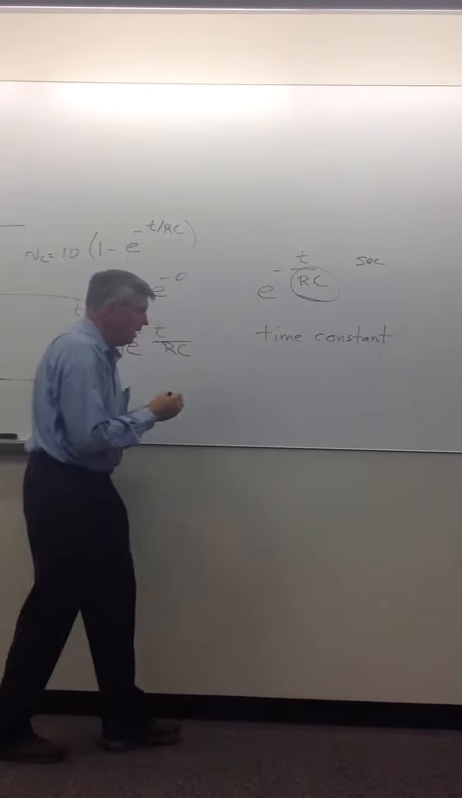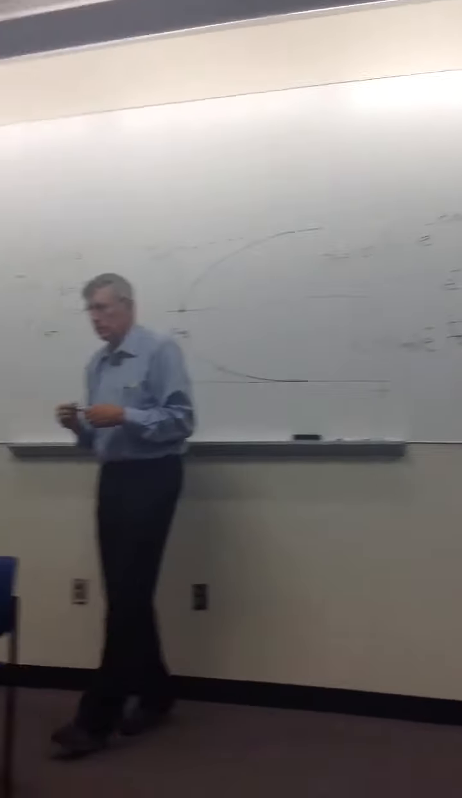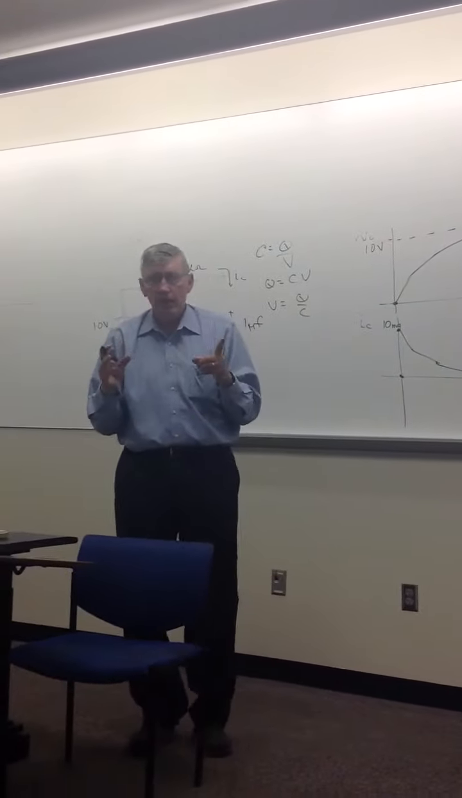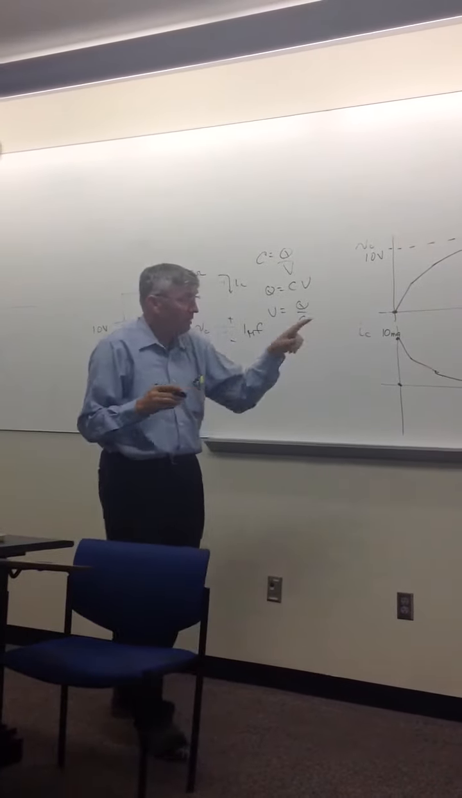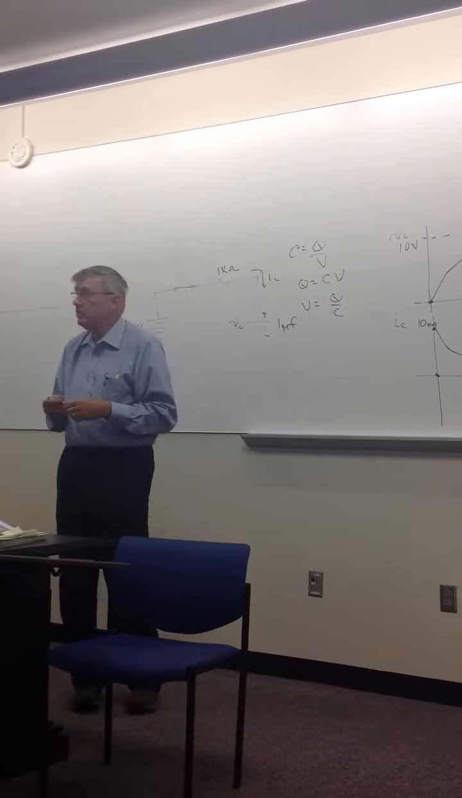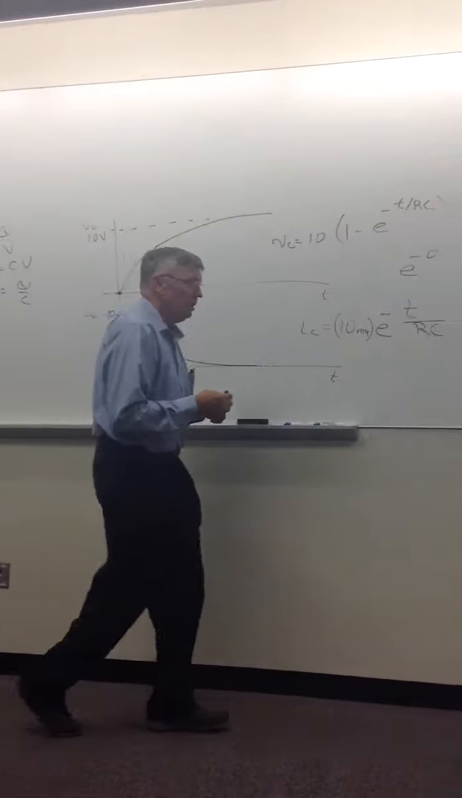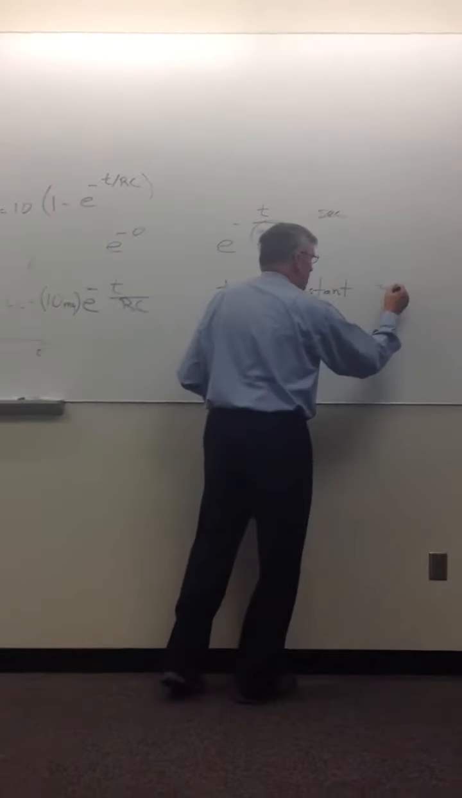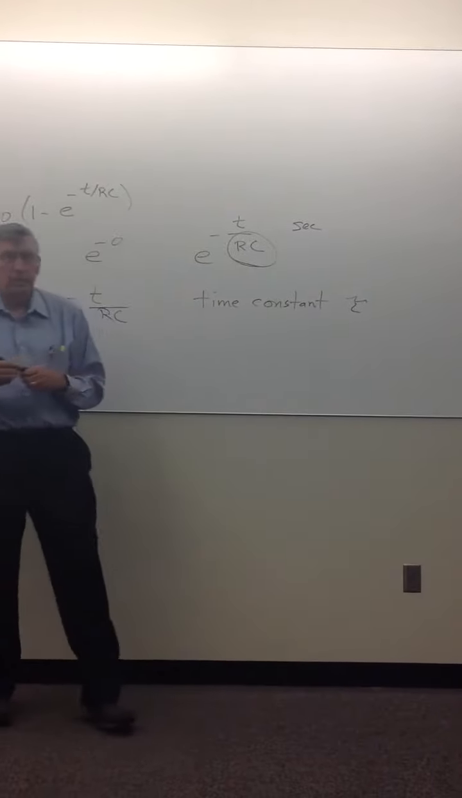So this RC is going to be called the time constant of the circuit. This unit of time is constant because we've got physical components that aren't changing values. And quite often the time constant is shown with the Greek letter tau.